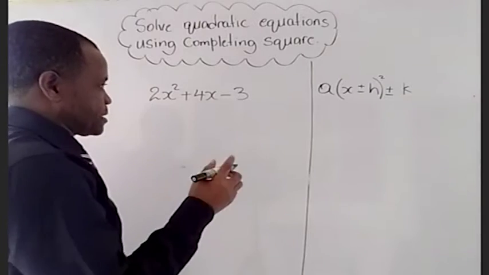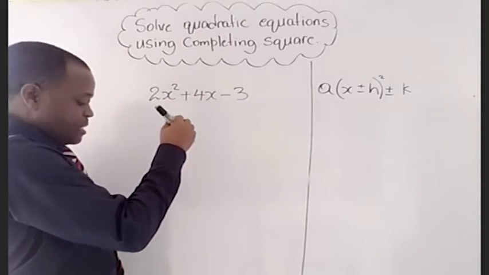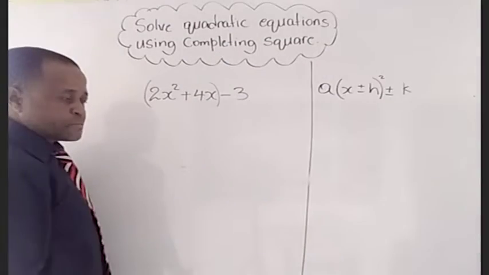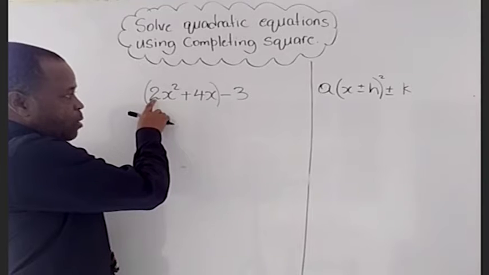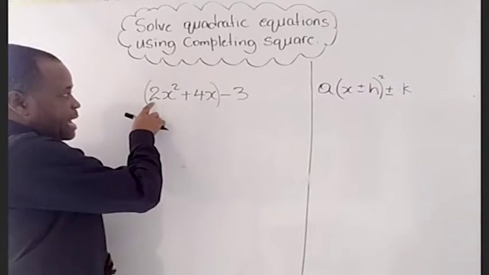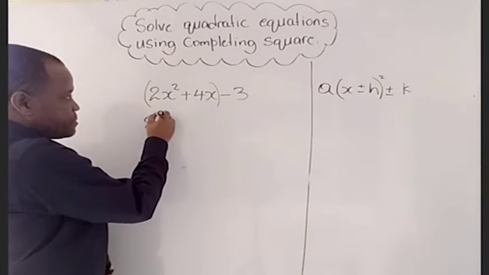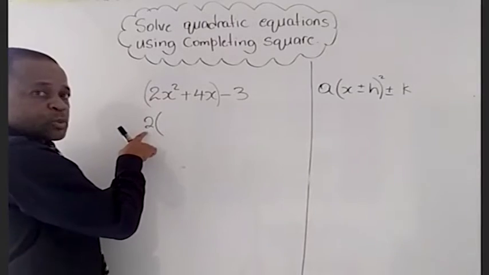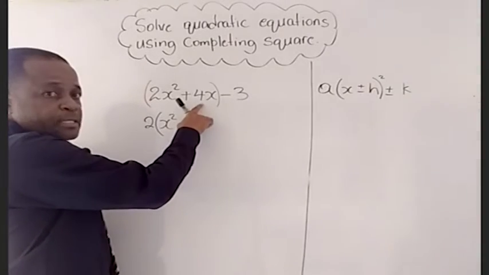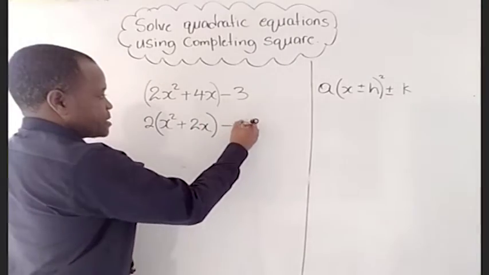So to make life easier for us, we want to make the coefficient of x squared to be 1. In order to do that, again I say bracket those two terms. Now, I want the coefficient of x squared to be 1. What do I need to do? I need to factor out this a term, which is 2. So I'm going to factor out the a term. So 2x squared divided by 2 will end up with x squared, plus 4x divided by 2 will end up giving me 2x. And I will close my bracket and I minus 3 from that.